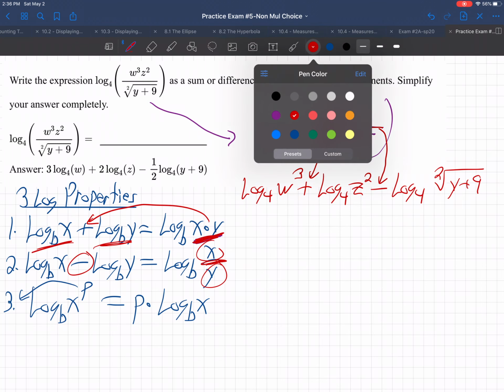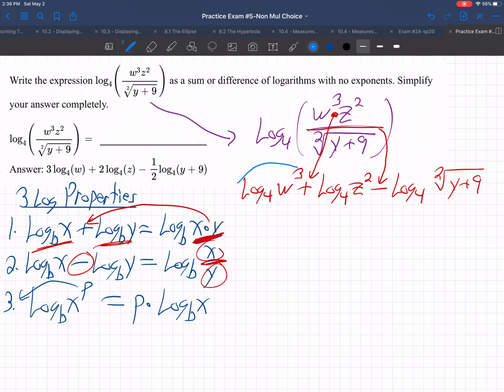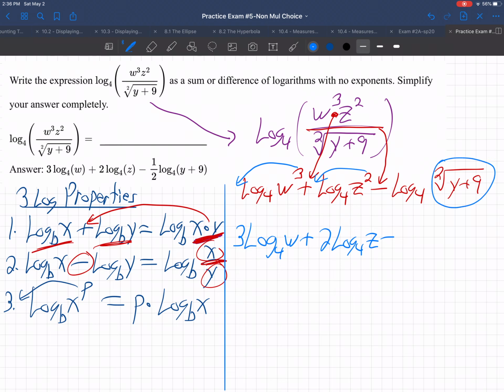And then we have the property that the powers can drop down to the front. So this becomes 3. Let me separate this out here. 3 log base 4 of w, and this 2 drops down, 2 log base 4 of z minus. Now, what can we do with this square root thing?